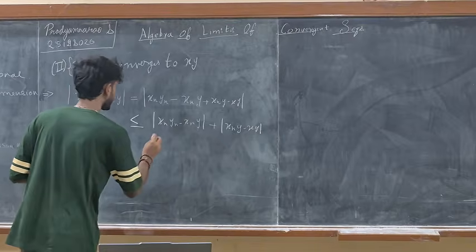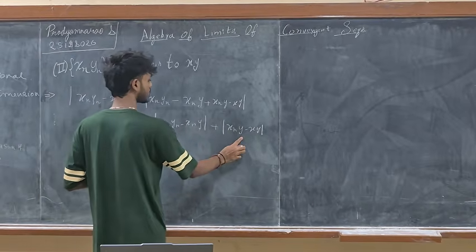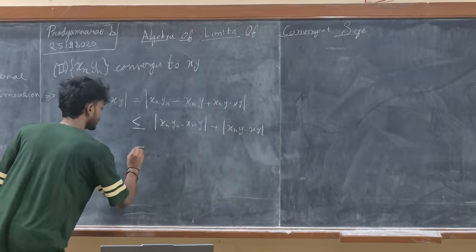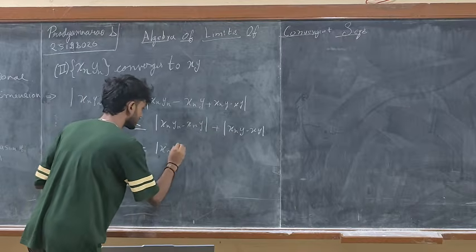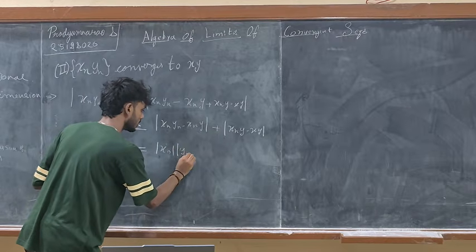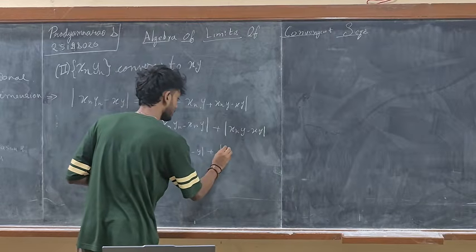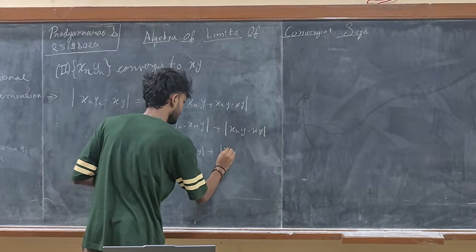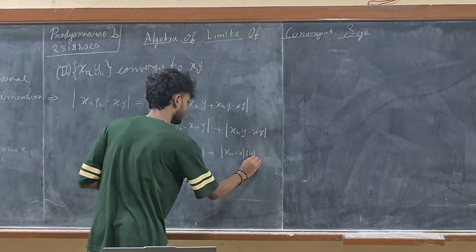As you can see, we can take xn common from this term and y common from this term. So this will be equal to the modulus of xn into yn minus y, plus the modulus of xn minus x into the modulus of y.